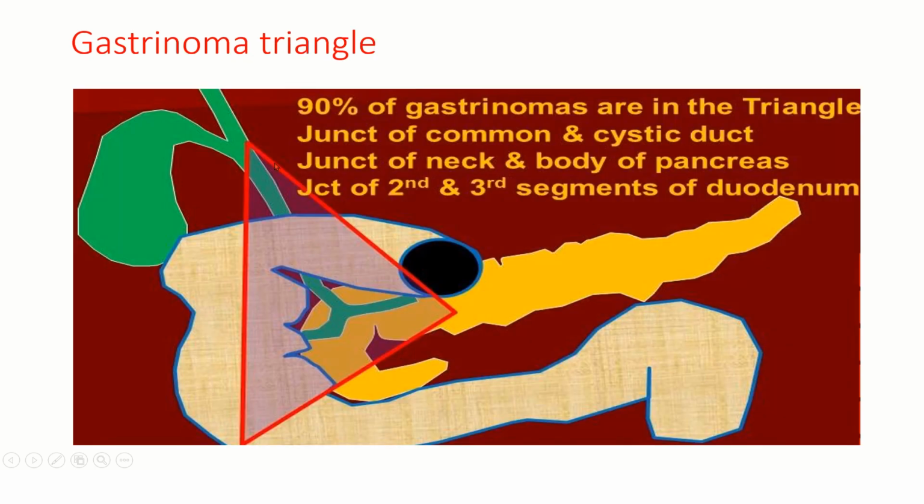You can see here, this is the gastrinoma triangle. 90% of gastrinomas arise in this triangle, which is formed by the junction of the common bile duct and cystic duct, then a point on the junction of the second and third part of the duodenum, and a point on the neck and body of the pancreas. If we form a triangle with all these 3 points, that forms the gastrinoma triangle.